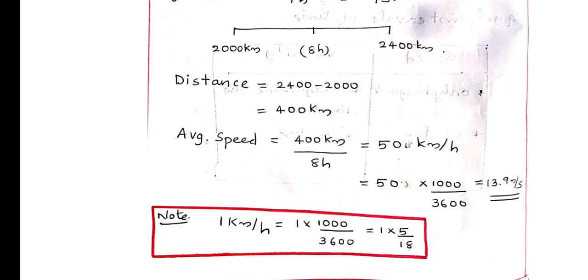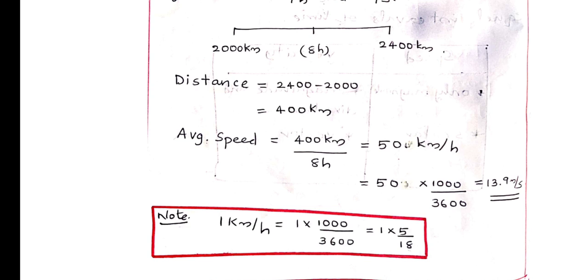We are going to convert 1 kilometer per hour into meter per second. The numerator, kilometer, is converted into meter, and the denominator, hour, is converted into seconds. Are you okay with it?